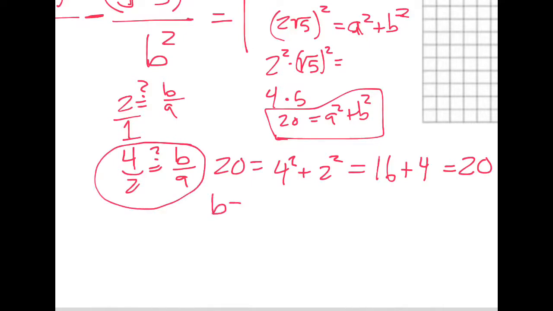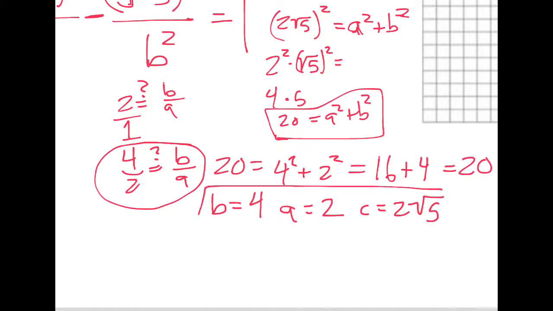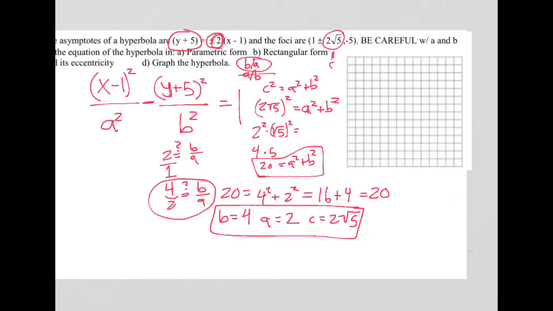So I know that B equals 4, and I know that A equals 2. And I knew from before that C equals 2 root 5. So there's my A, B, and C. Again, be careful not to just immediately jump to the easiest solution. You need to make sure everything fits together.